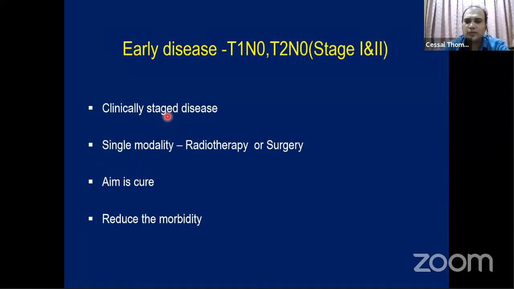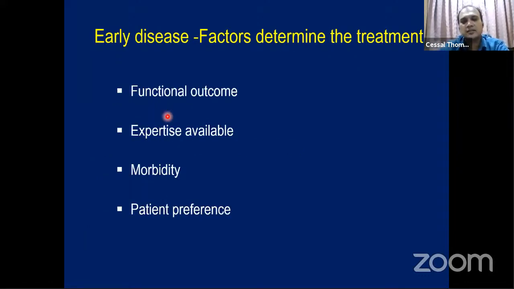How to decide between radiotherapy and surgery in early disease? These are the four important factors you need to consider. One, the functional outcome, whether radiotherapy is going to have a better functional outcome. Number two, the expertise available, whether for brachytherapy or for surgery. Third, which is going to give the morbidity. And fourth, the patient.